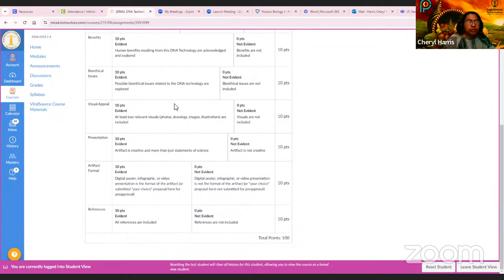Next one, visual effects. So you want to have pictures. It's a poster, so make it a good looking poster. It shouldn't just be black and white with words on it. Make it look like a poster. Put a nice title on it as far as what technology you've chosen. And then maybe have boxes and corners and things on your poster so that it's neat.